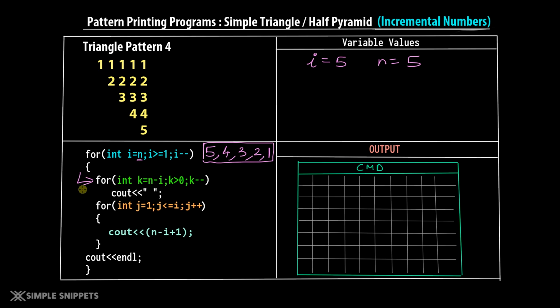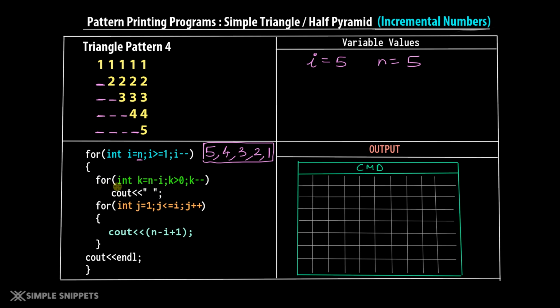Then we go inside. We have this extra for loop, which as I mentioned is used to create this extra space. But for the first row, if you observe, we don't have any space, right? So we want space creation from the second row. From the second row, we want 1 space. For the third row, we want 2 spaces. For the fourth row, we want 3. And for the last row, we want 4 spaces. This is what we want to create.